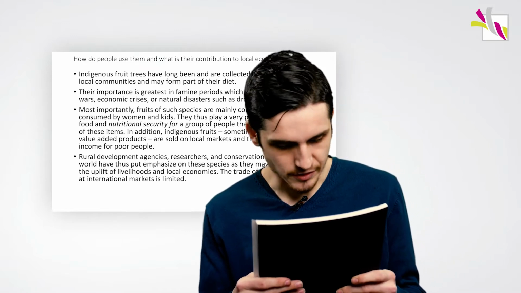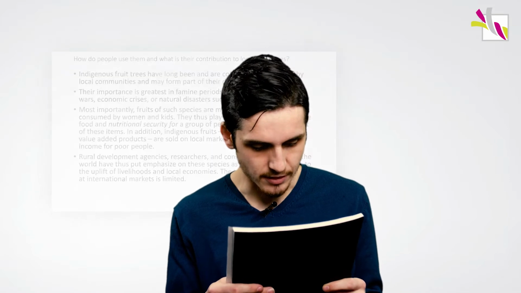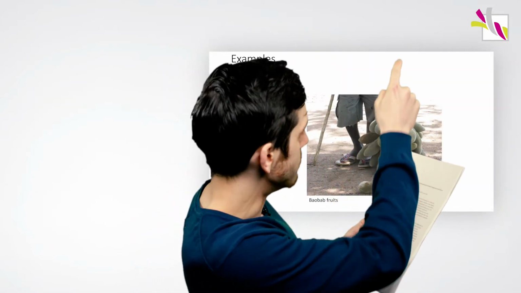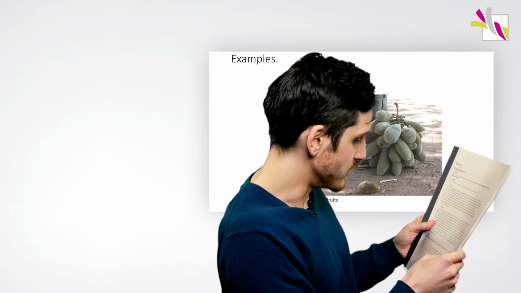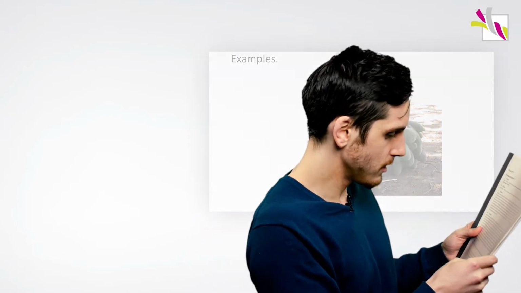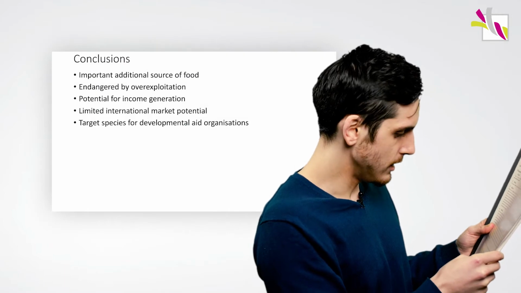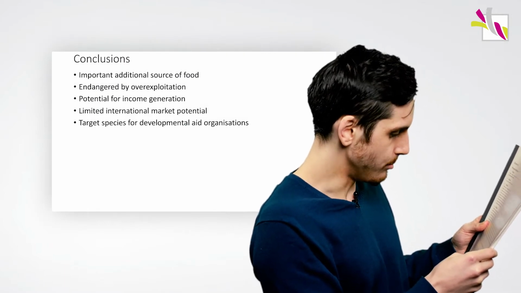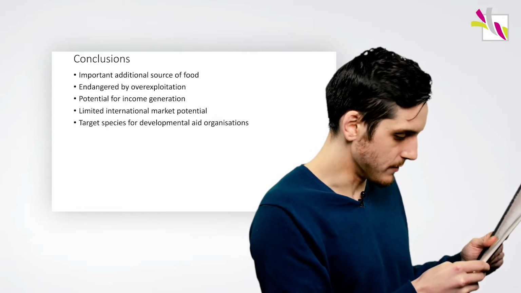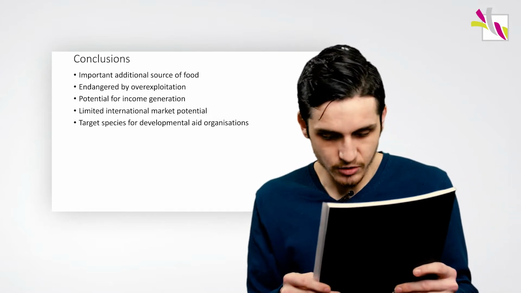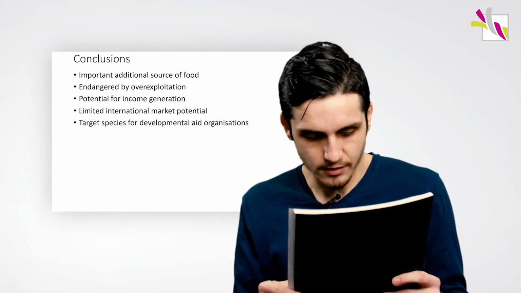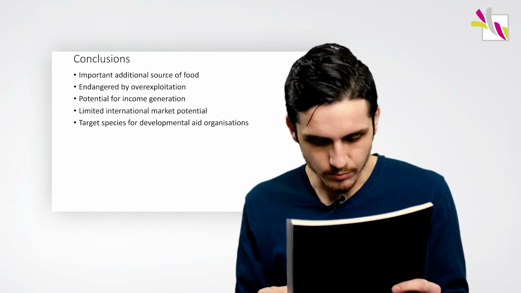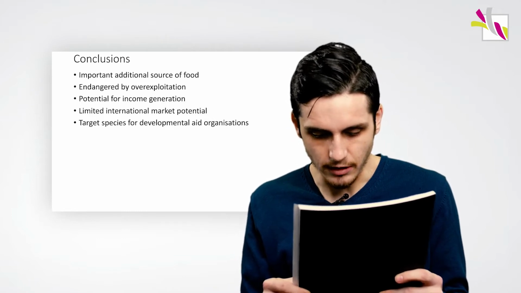The trade of indigenous fruits at international markets is limited. So some examples. Only baobab is a species that reached the international market. Conclusions. Indigenous fruit trees are an important additional source of food, but are endangered by over-exploitation. Potential for income generation, limited international market potential. They are target species in projects of development aid organizations.